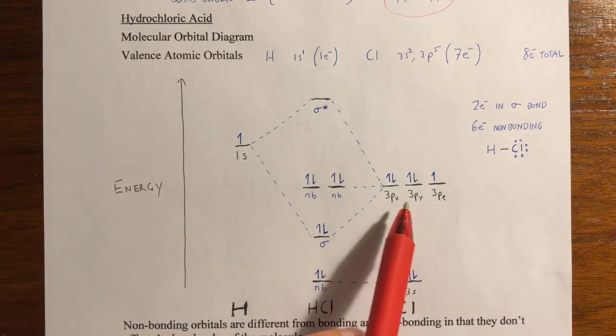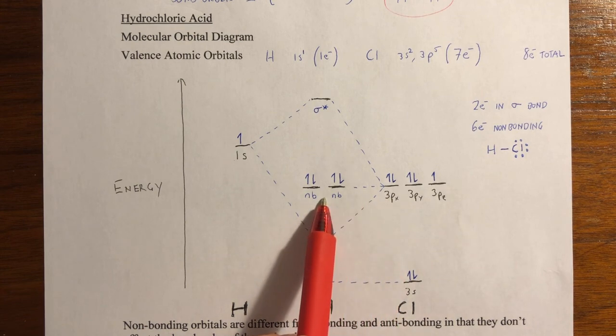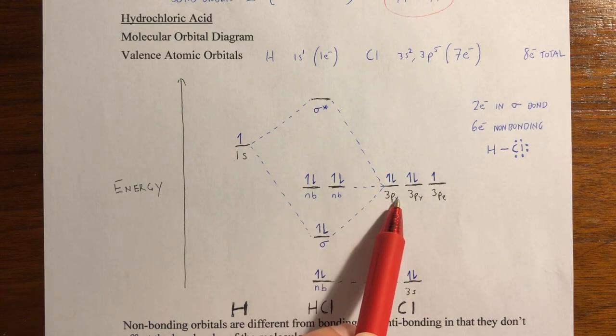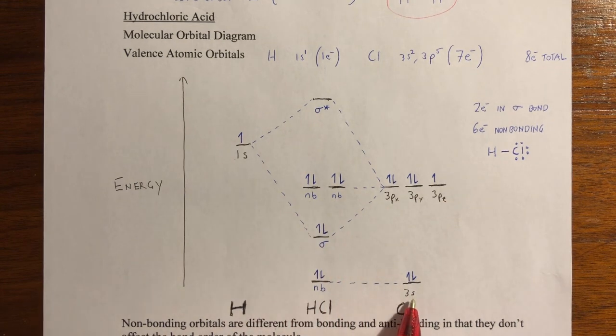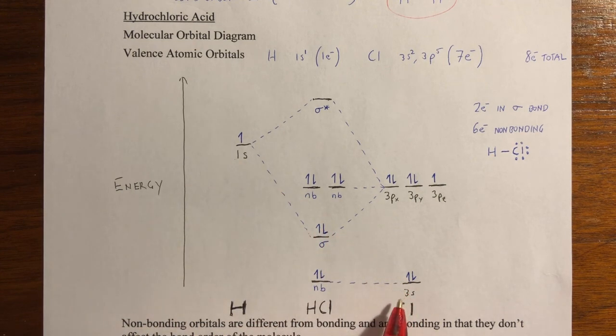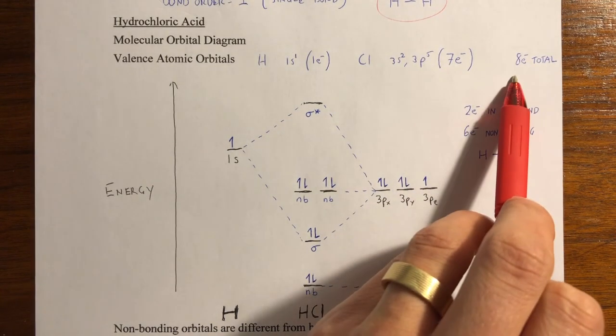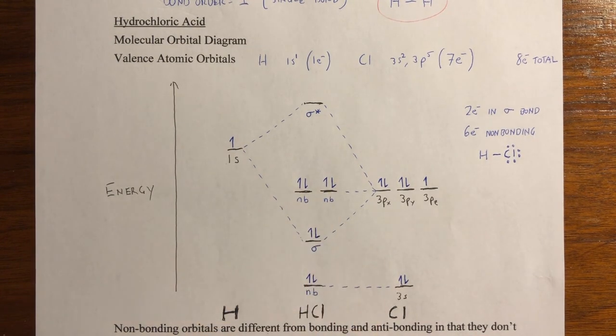Additionally, we have 2 other p orbitals that aren't doing anything. Those just get shuffled out to the side and stay at the same energy as they were in the atomic orbital, and these are now considered non-bonding orbitals. Down here, the 3s orbital is too far away from the 1s orbital to overlap, and so it also just moves laterally out to the side at the same energy as it was in its atomic orbital, and there we have another non-bonding orbital. We then add our 8 total electrons into our molecular orbital diagram, 2, 4, 6, 8, and our molecular orbital diagram is now complete.